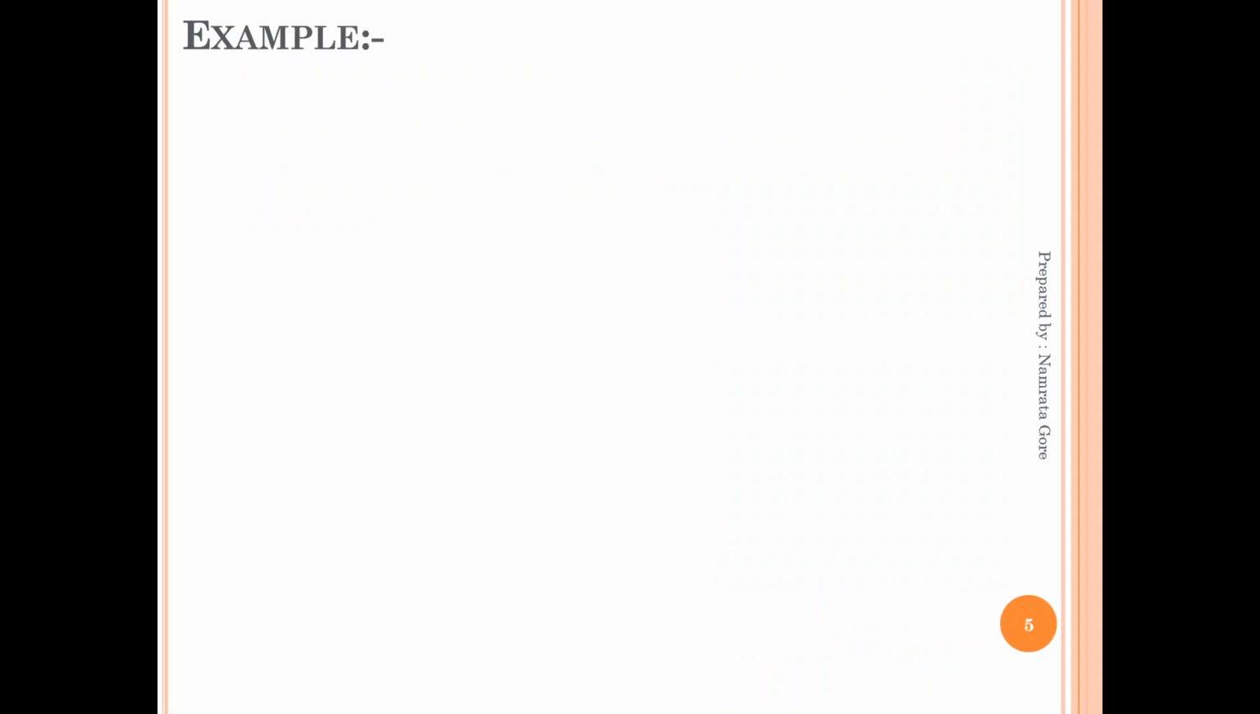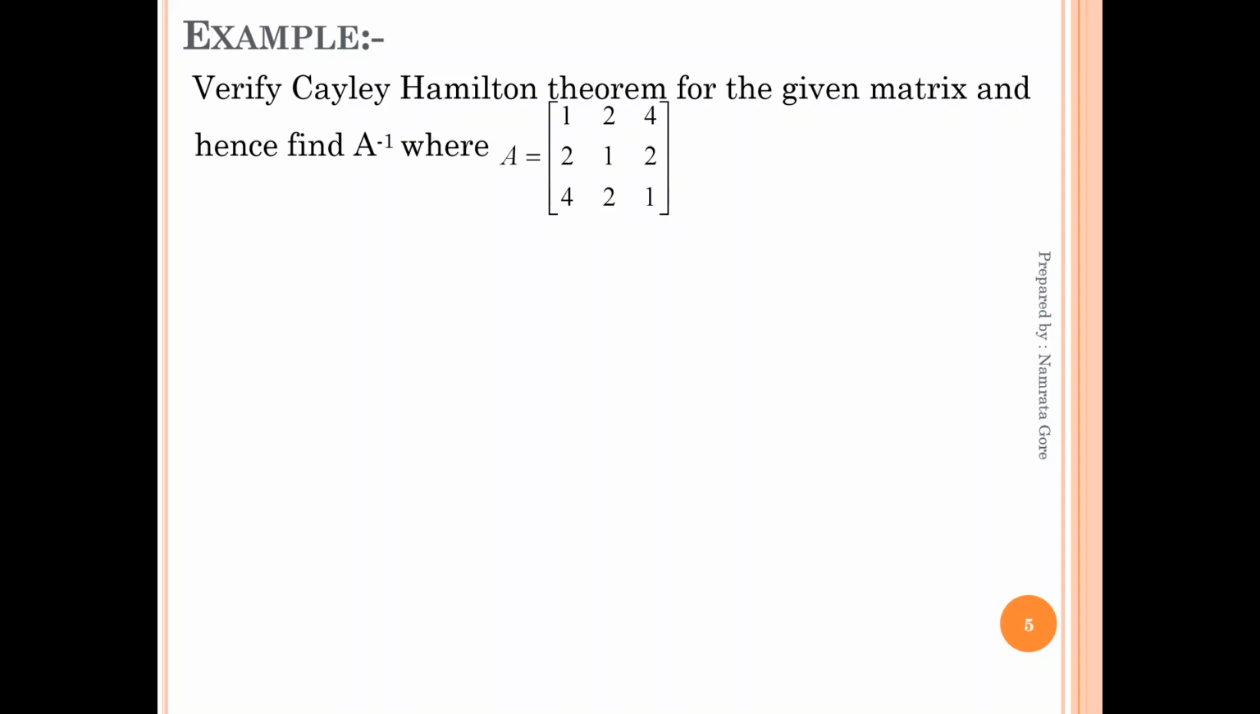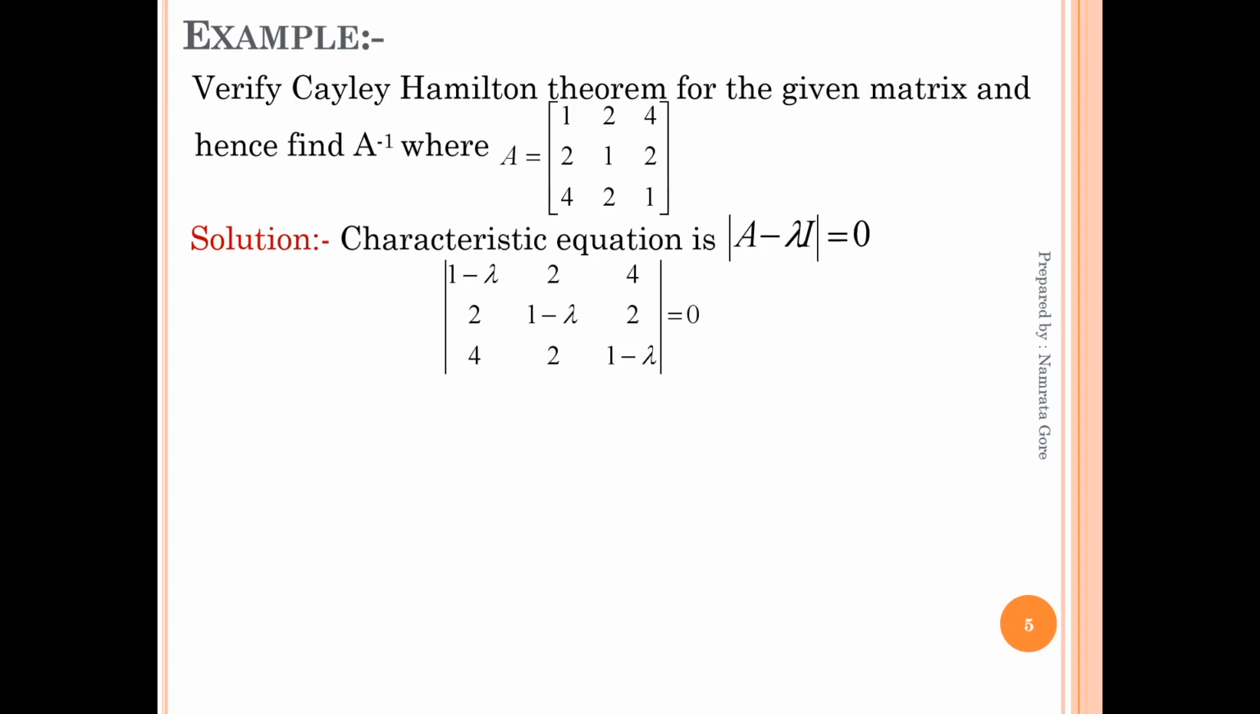Let us now take an example of Cayley-Hamilton theorem. In this example, we will verify the Cayley-Hamilton theorem and find inverse for the given matrix. We'll start again with the characteristic equation. Determinant of A minus lambda I equal to 0. For the given matrix, subtracting lambda from the diagonal elements and taking determinant equal to 0 gives the characteristic equation.